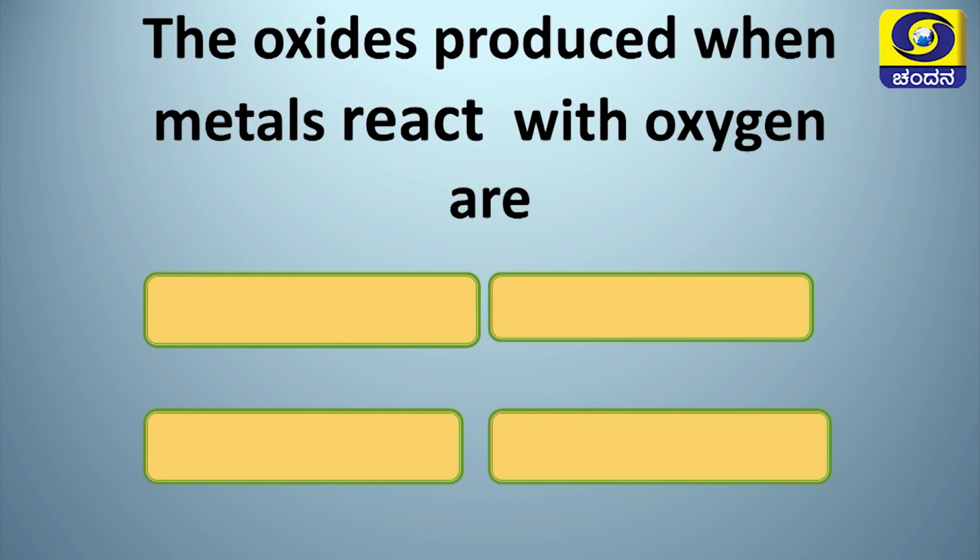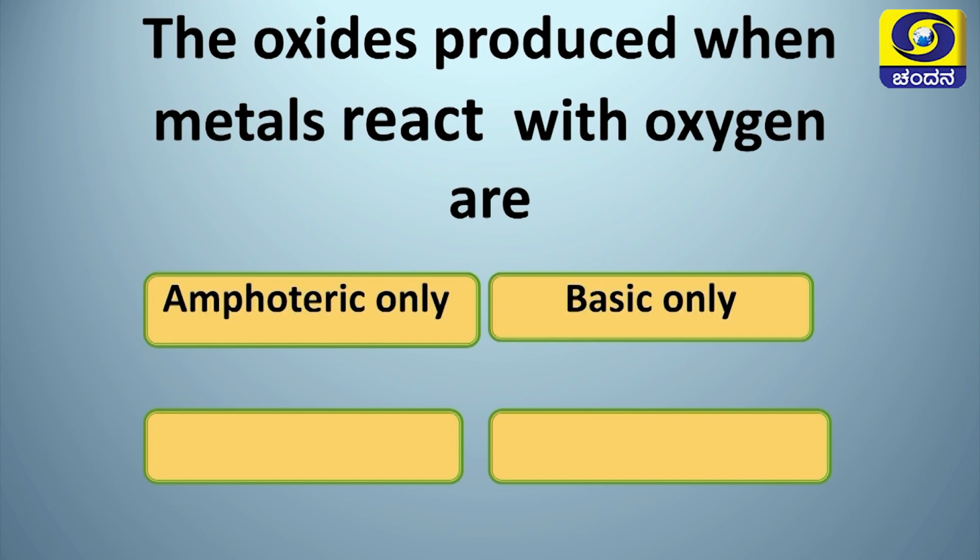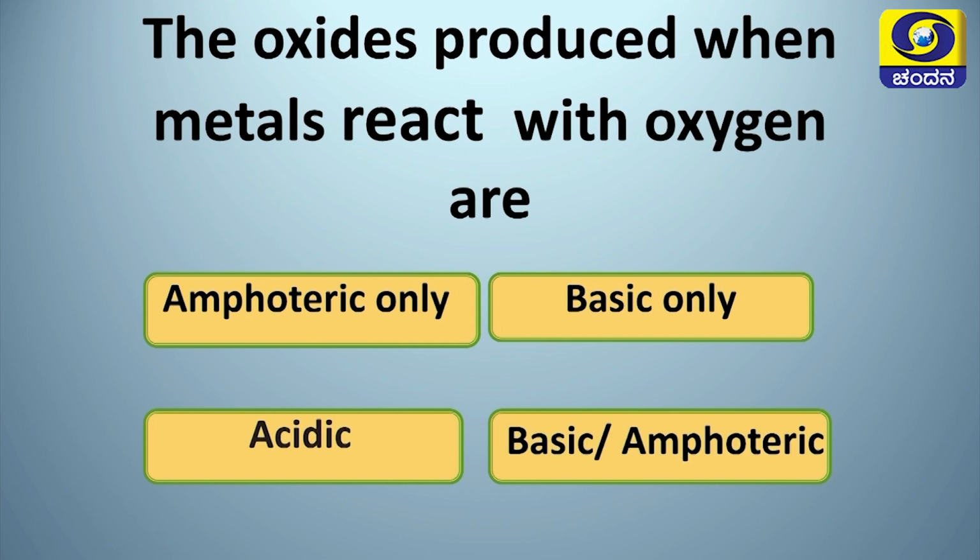The quiz: the oxides produced when metals react with oxygen are amphoteric only, basic only, acidic, either basic or amphoteric. Now what is the correct answer? The oxides produced when metals react with oxygen are like this in nature, and the right answer is they are basic or amphoteric. Either they can be basic or they can be amphoteric.